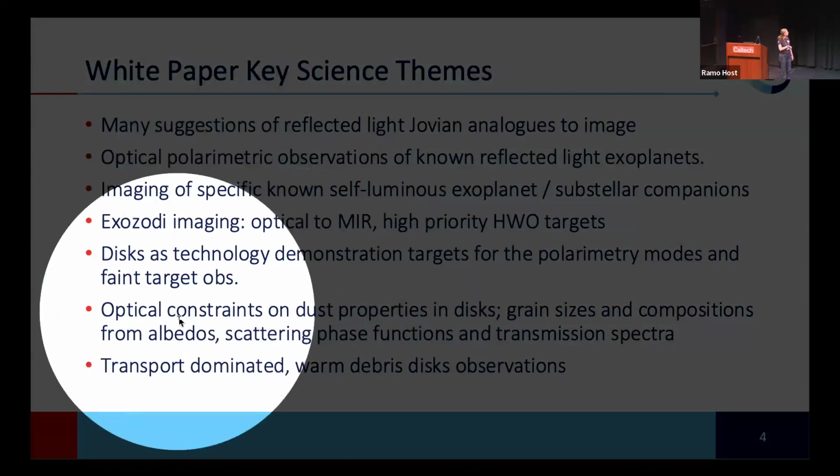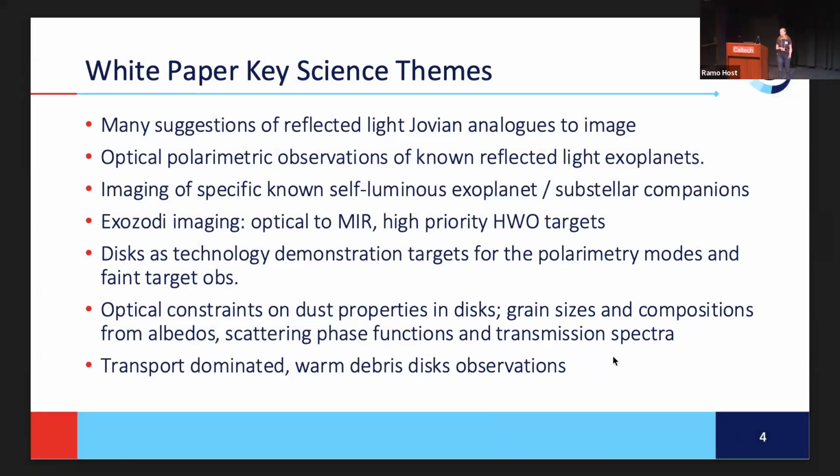A lot of disk observations were advocated for as well, both in terms of using them as technology demonstrators to really quantify the polarimetry performance using well-characterized disks. Also looking to push down to fainter host star magnitudes for some of these more moderate contrast disk systems. But then, of course, there's lots of science potential for these disk observations. So looking at scattering properties, scattering phase functions, and colors from existing observations to look at grain particle properties within the disks.